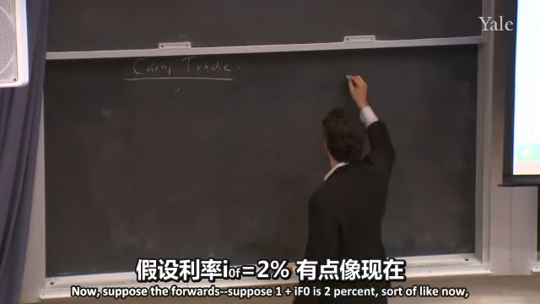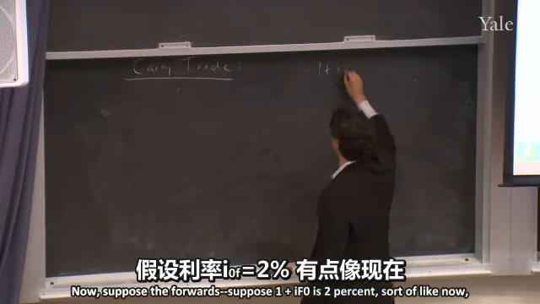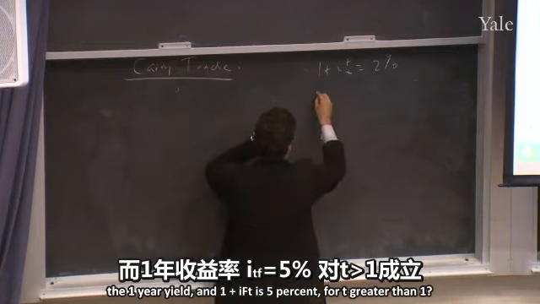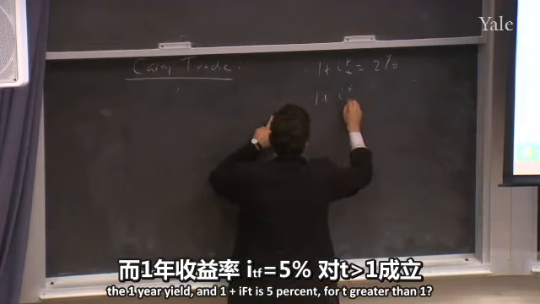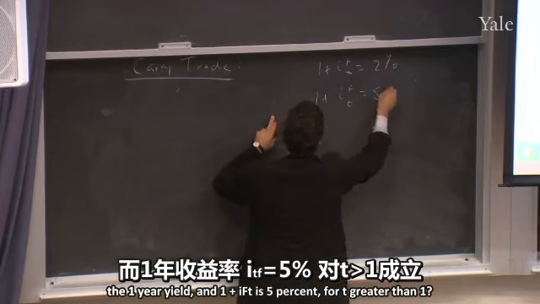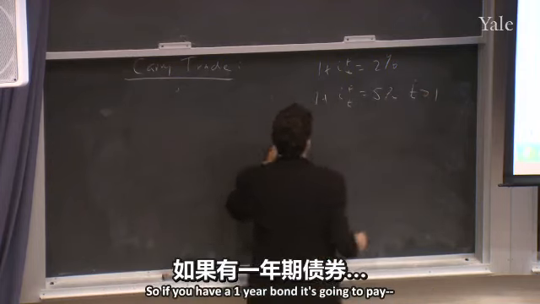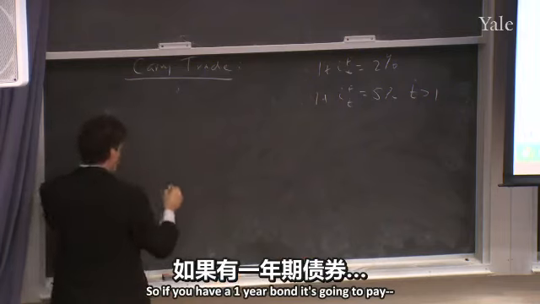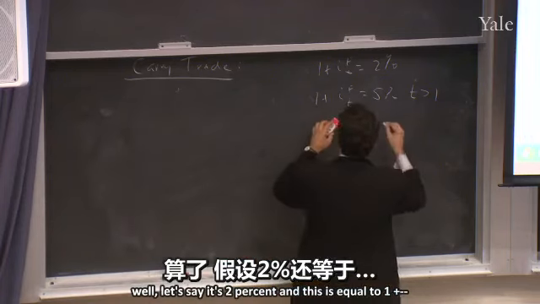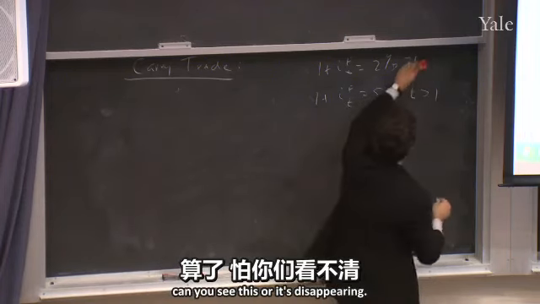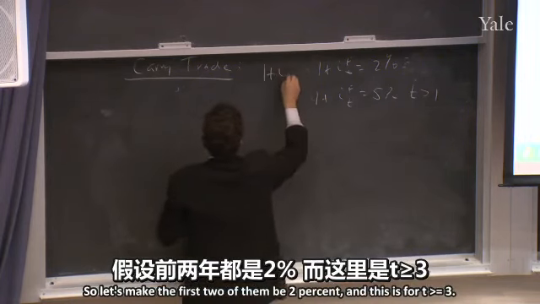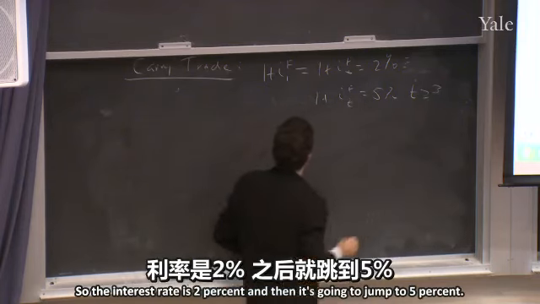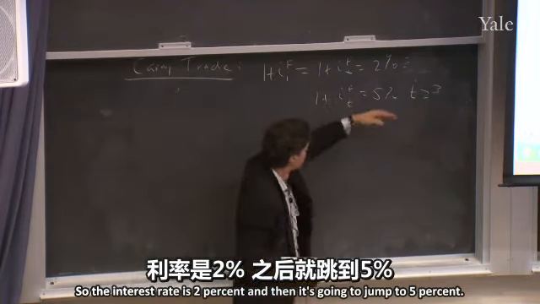Now suppose the forwards, suppose 1 plus f0 is 2%, sort of like now, the 1-year yield, and 1 plus fT is 5% for t greater than 1. Okay, so if you have a 1-year bond, it's going to pay, well, let's say it's 2%. So let's make the first two of them be 2%, and this is for t greater than or equal to 3. Okay, so the interest rate is 2%, and then it's going to jump to 5%.